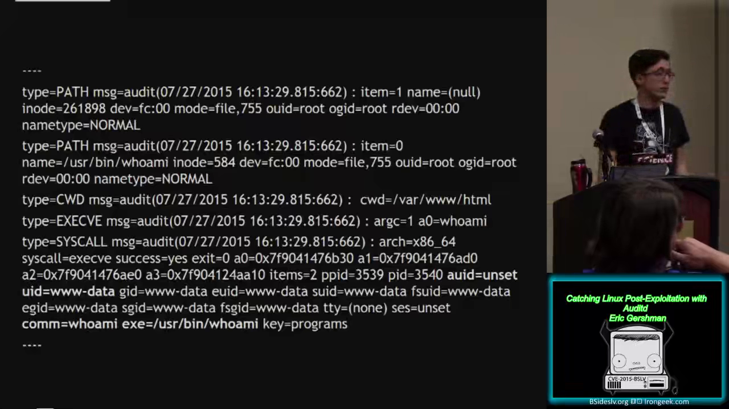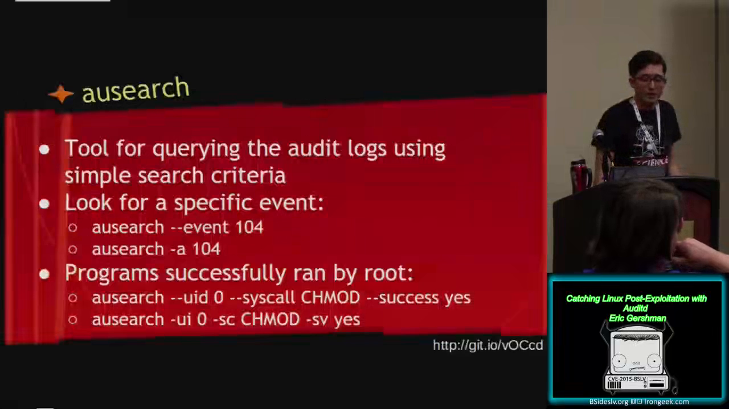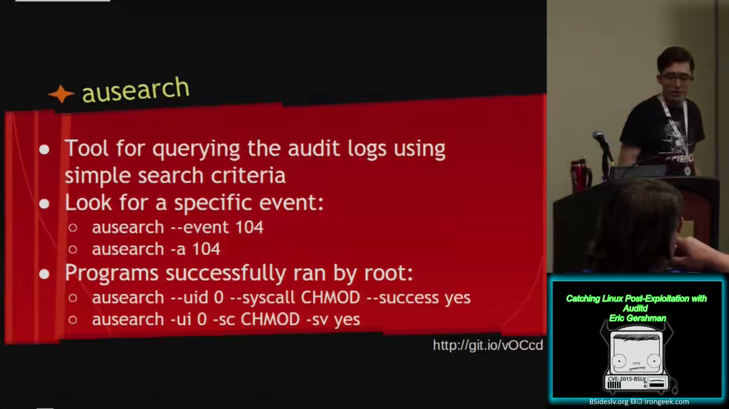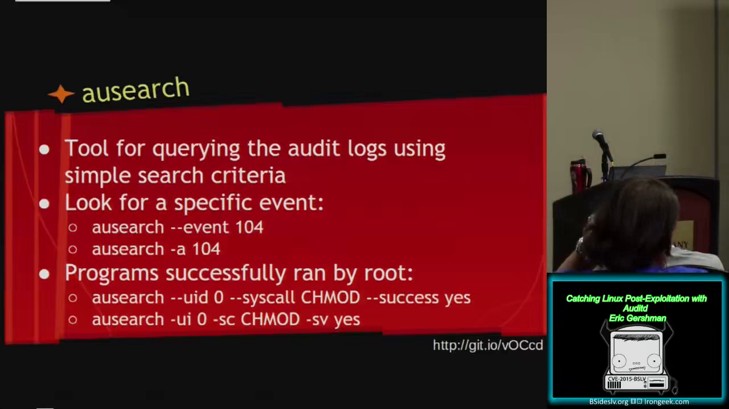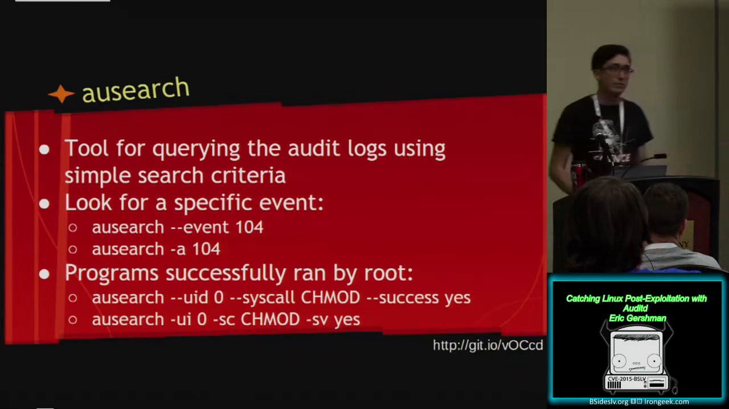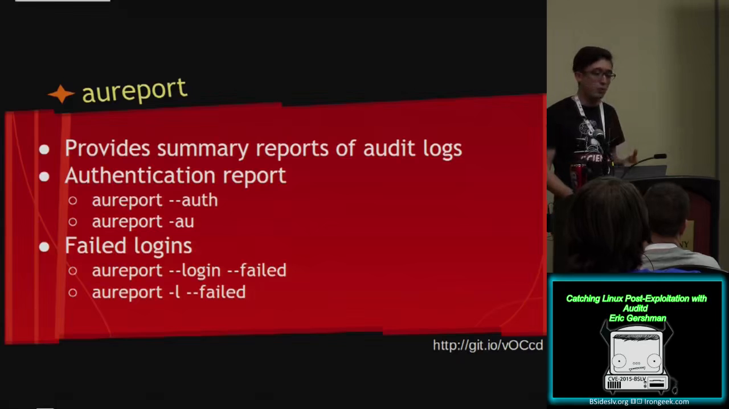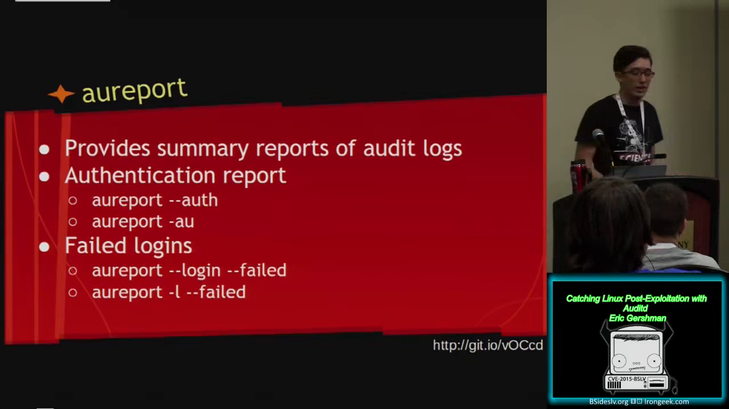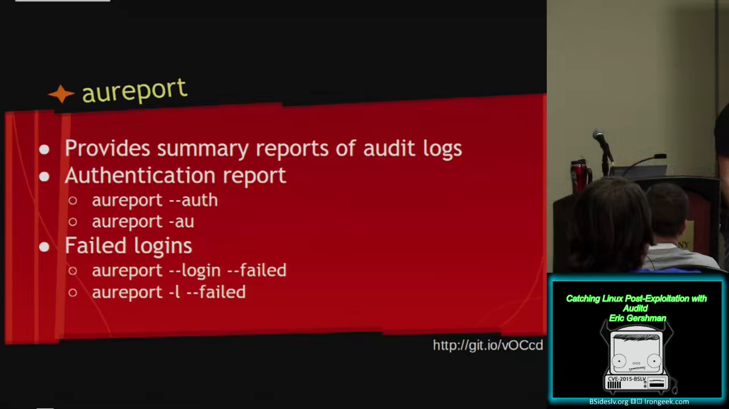Thankfully, Auditd comes with searching and reporting tools built in. ausearch is used for making queries against the current audit logs. We can do something as simple as look for a specific event with --event to something more complex, such as looking for chmod syscalls from UID 1, UID 0 that were successful. aureport uses a predefined set of reports to summarize and print the logs in a much more readable format. Here we have an authentication report and a failed login report example.